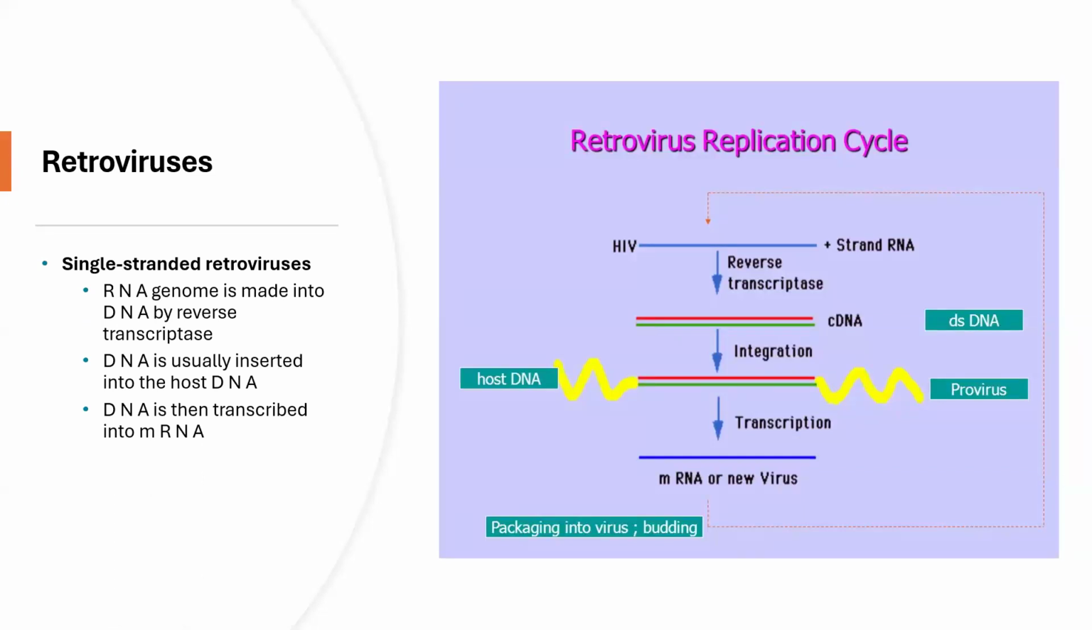We have retroviruses. These are viruses like HIV. They have a positive sense RNA strand, and it uses reverse transcriptase to actually make cDNA, which is going to be integrated into the host DNA, making a provirus, or prophage if it's in a bacteria. And that can be transcribed, making new mRNAs, right? That can be packaged into new viruses, or they can just remain latent over time.